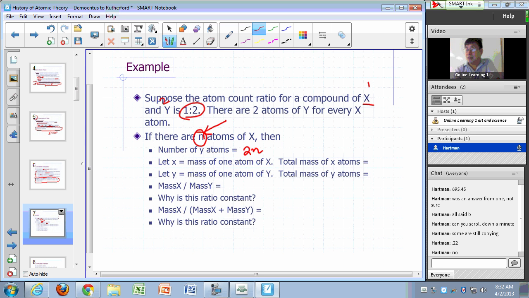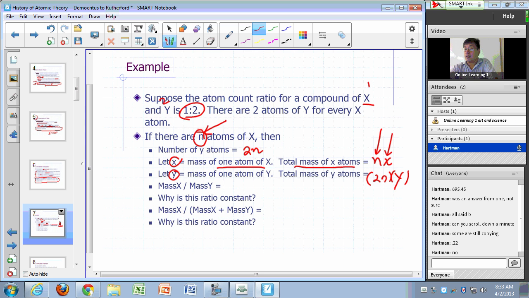Now let's say the mass of each single atom of X is little x. So the total mass of the X atoms would be n times x, right? There are n X atoms, each one has a mass of x. So the number of atoms times the mass of each atom gives you the total mass of X atoms. Similarly, if little y is the mass of one atom of Y, then the total mass of the Y atoms in that sample would be the number of Y atoms, which is 2n, multiplied by the mass of each atom, which is y.